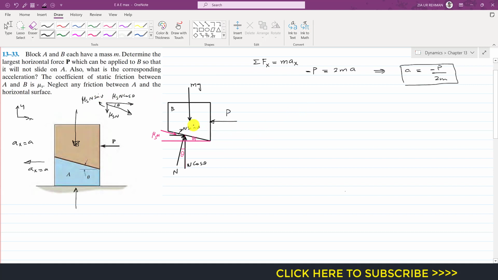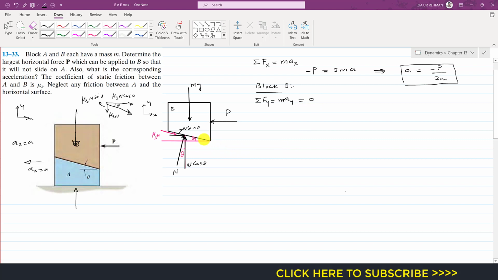And this block B needs to move with that same acceleration, ax equals a. So again, if this is our positive x and y direction, then I apply the summation of forces along y equals may for block B. As we know, both of these blocks only move in the horizontal direction, that is the x direction, so the acceleration in the y direction is 0. This means the summation of forces along y will be equal to 0.